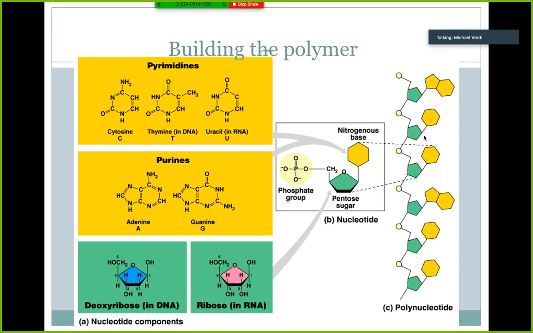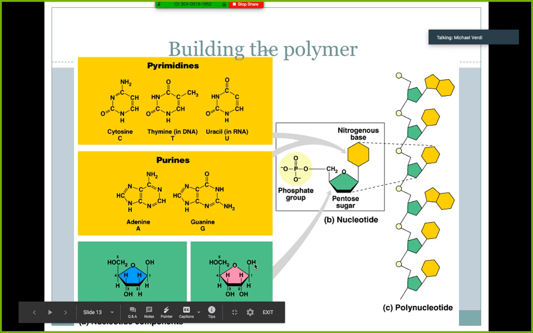Building the polymer. Again, it's a dehydration synthesis. As we build these polymers to each other, we're going to lose an oxygen, a hydrogen, and another hydrogen from these guys here.